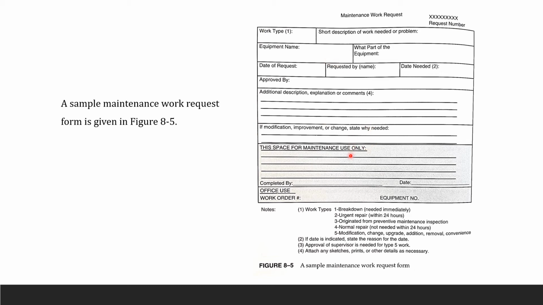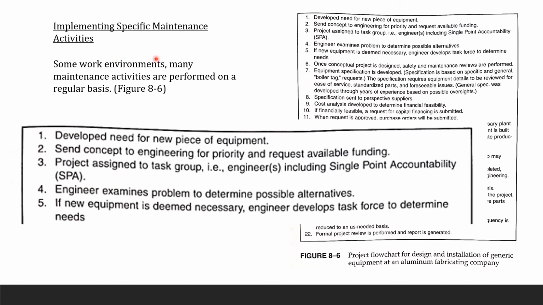Oh, it's just a little form right there. You've got to fill it up, blah blah blah, and then here's a note. So follow the directions. Anyway, this is just a sample. You can take a look at it. And then here's your implementing specific maintenance activities. So in some work environments, many maintenance activities are performed on a regular basis. So here is your keyword: activities. You have to do it regularly. You're going to perform it regularly. That's all 3 keywords. Perform the activities on a regular basis.